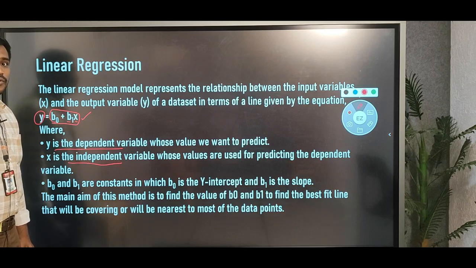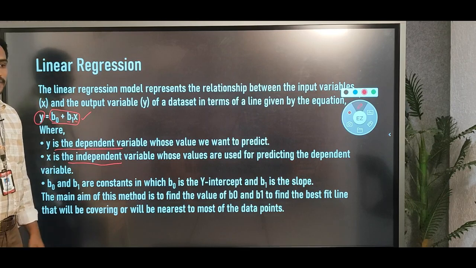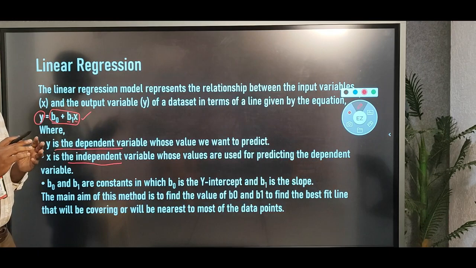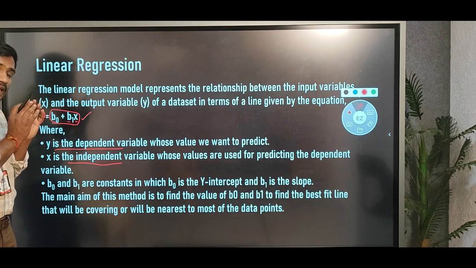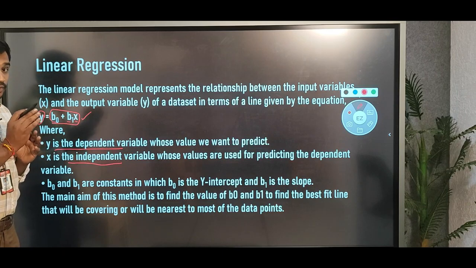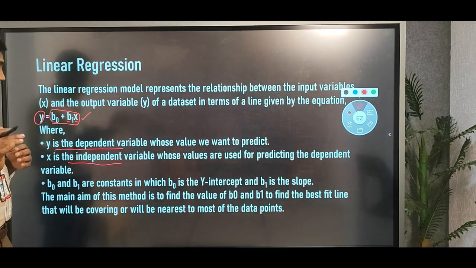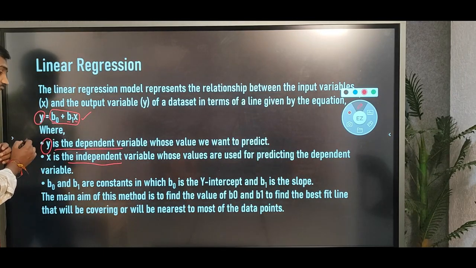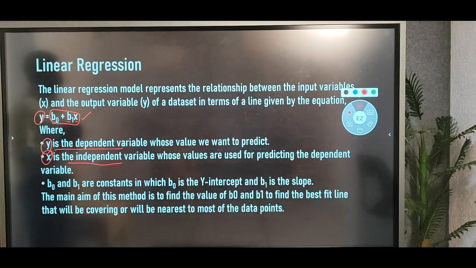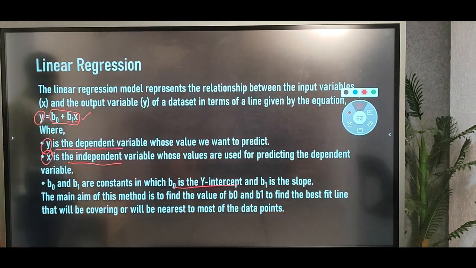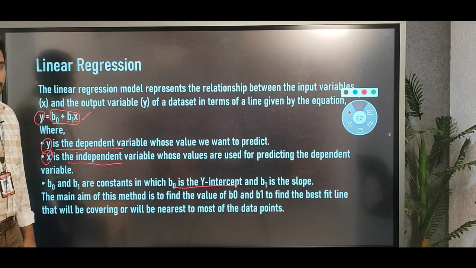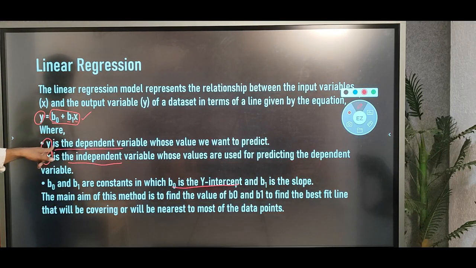One thing I have to tell you: data science is used to predict the future. By using linear regression we can predict future values by using existing values. Remember this point, and keep it in your mind. So y is the dependent variable, x is the independent variable, and b0 is the y-intercept and b1 is the slope. There are formulas to calculate b0 and b1.